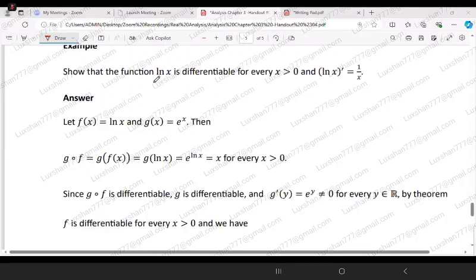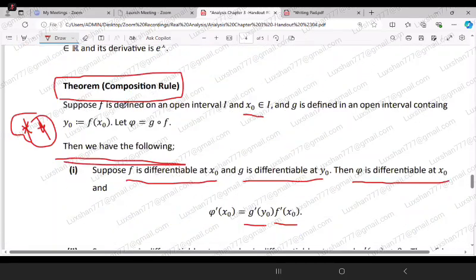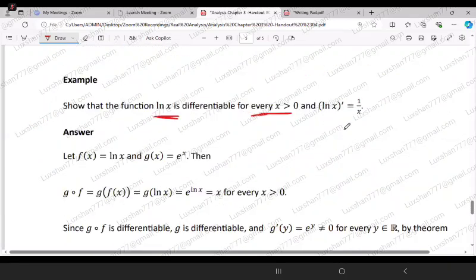Show that the function ln x is differentiable for every x greater than 0, and ln x dash is equal to 1 over x. We know this one. If you differentiate a logarithmic function, that will be 1 over x. Now we are going to use the composition rule to prove this one this time.